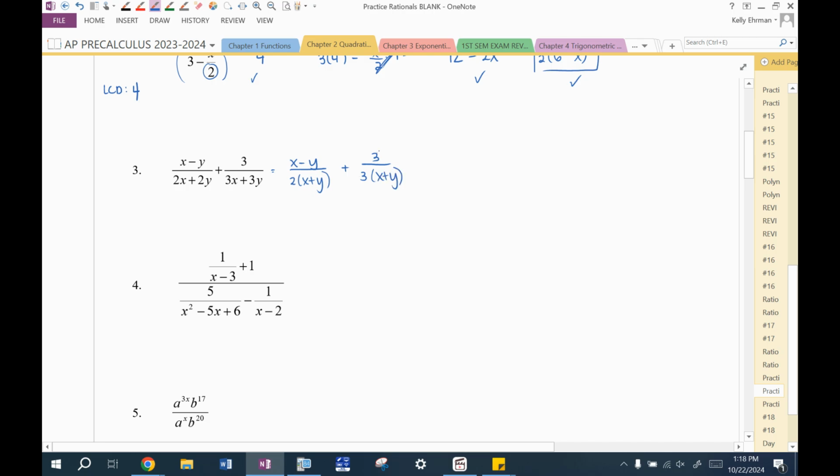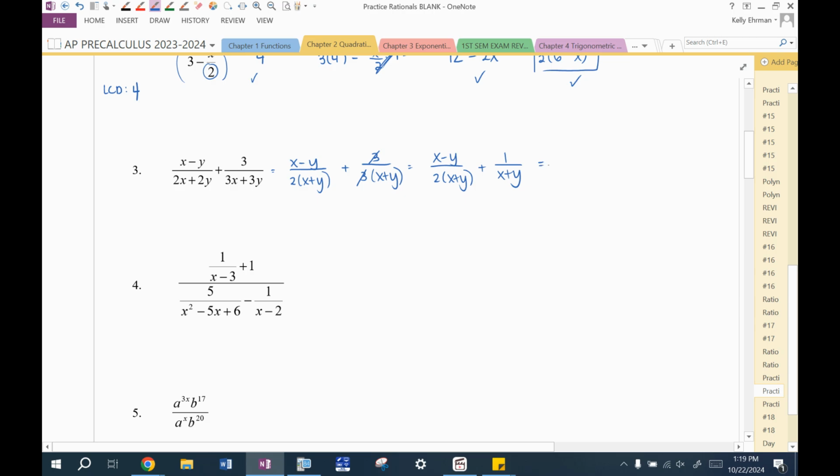This is nice because we can reduce by 1. We did this in our notes as well. So really the problem is x minus y over 2 times x plus y. Now it's just plus 1 over x plus y. So not having the 3 in there will allow us to work with smaller numbers.